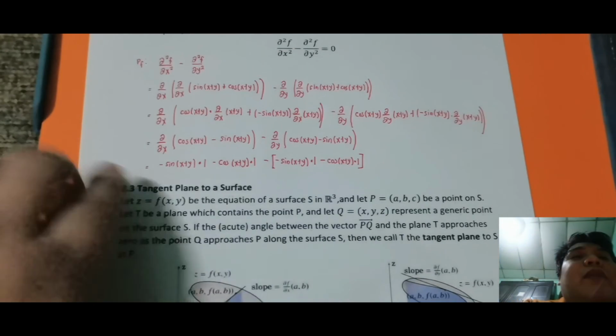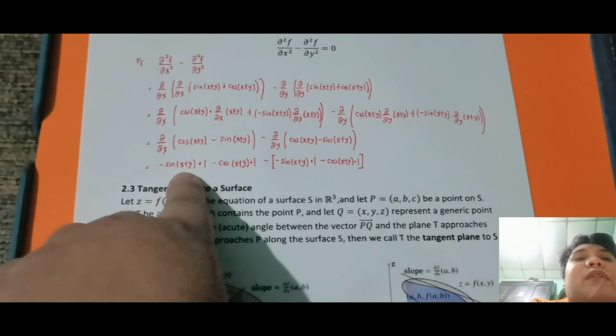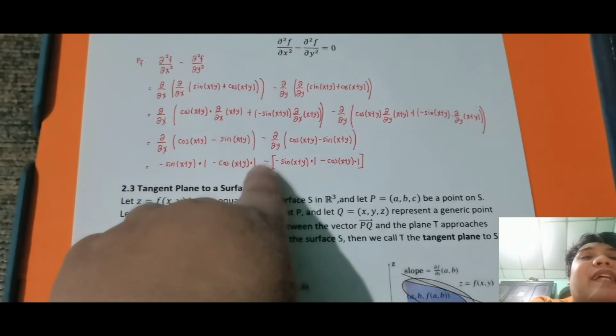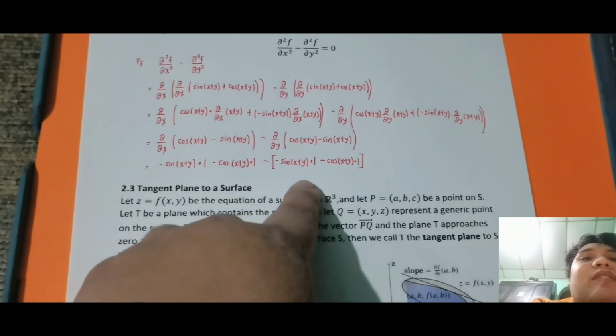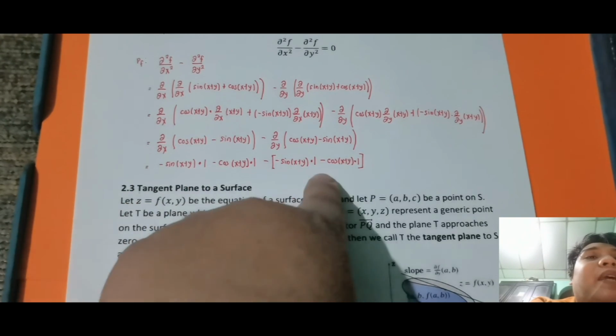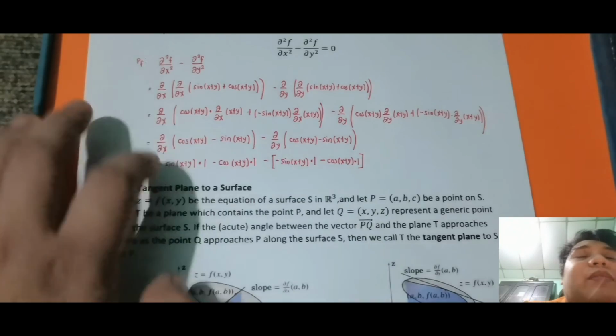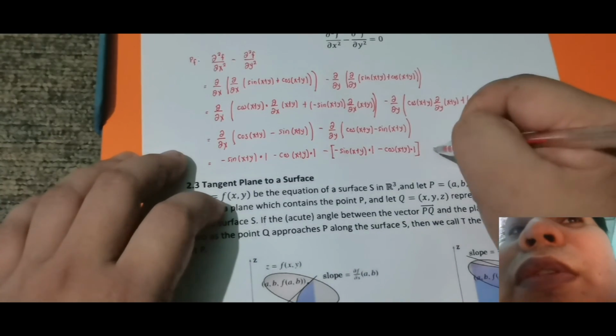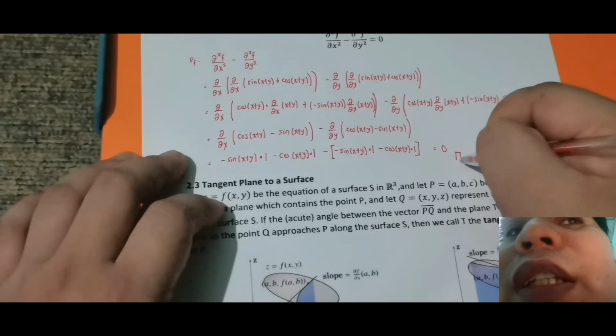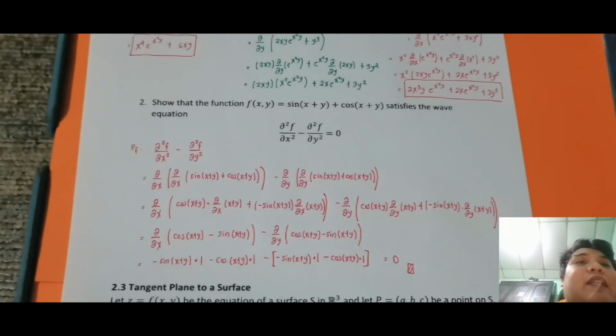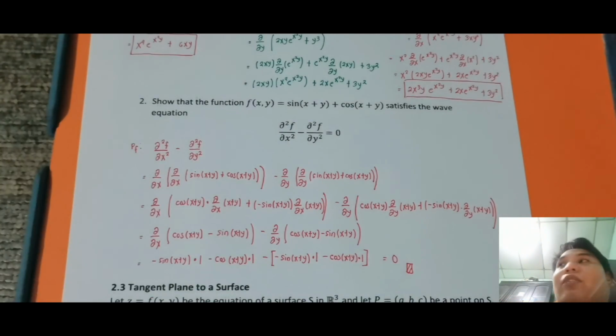Okay, and it is very obvious that this is negative sine x plus y plus, kasi negative of negative plus yun. So cancel yun. This is the negative cosine plus, kasi negative times negative positive. So this is just technically equal to 0. So therefore, this is done. Okay, so ganun siya kadali. Okay, so ganyan yung partial derivative.